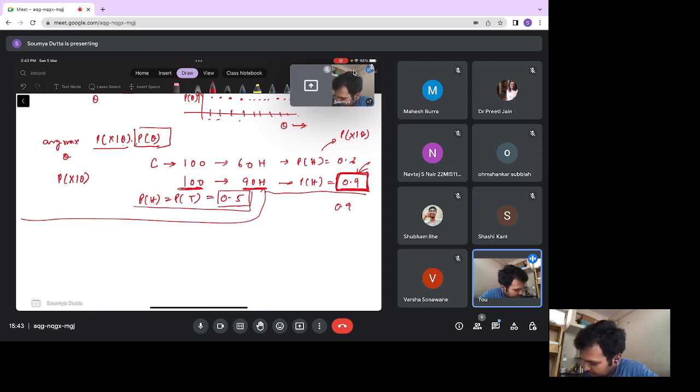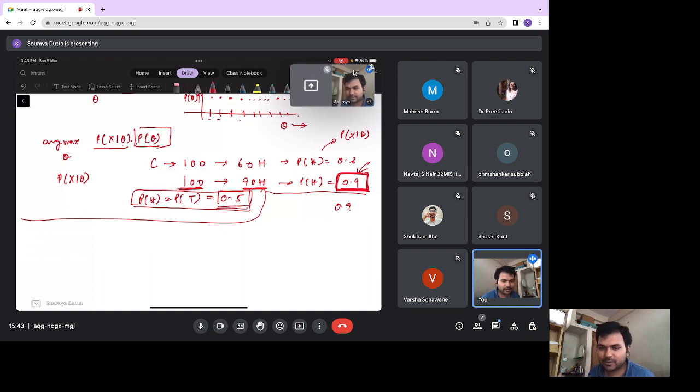So here the information that you are actually missing out on is your prior probability. What was your prior probability? Your prior probability, or prior belief. The reason why it is called prior belief is that you had some idea about your coin even before performing the experiment.